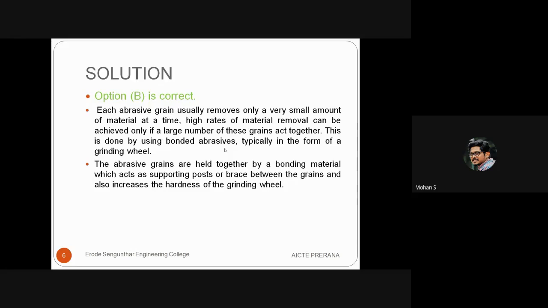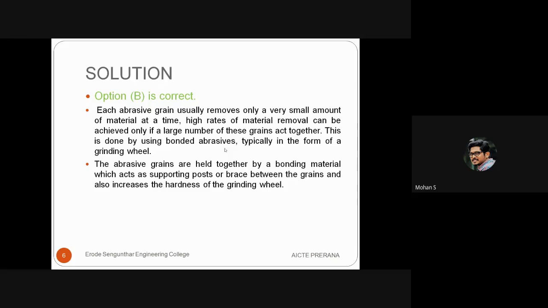If the bonding is not good, either the grinding wheel will break, or it will collapse, or the abrasive grains may lose their bondability. They won't get well bonded with other abrasive grains. So the bonding material should be of high quality and high bondability. It should have a high adhesive property.